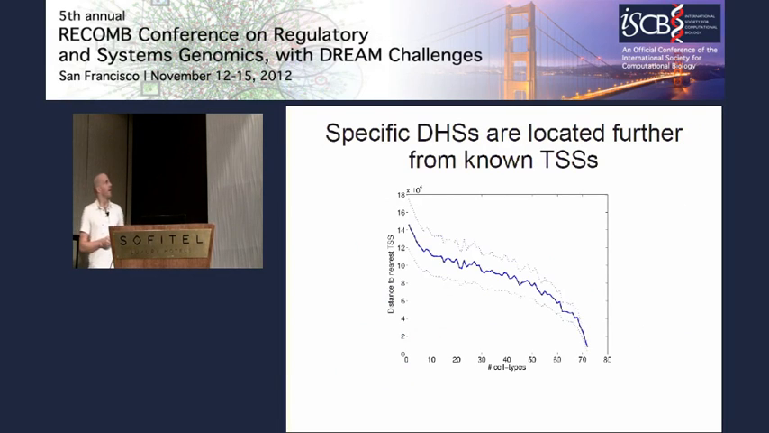Finally, we have also analyzed the DHS specificity and tried to correlate it to numerous other genomic properties, and we find that the specificity does indeed correlate with several of them. Here I'm showing you one example. I calculated the distance to the nearest TSS for each DHS, and then I averaged based on the specificity. And as you can see here, the ubiquitous DHSs are on average much, much closer than the specific ones.